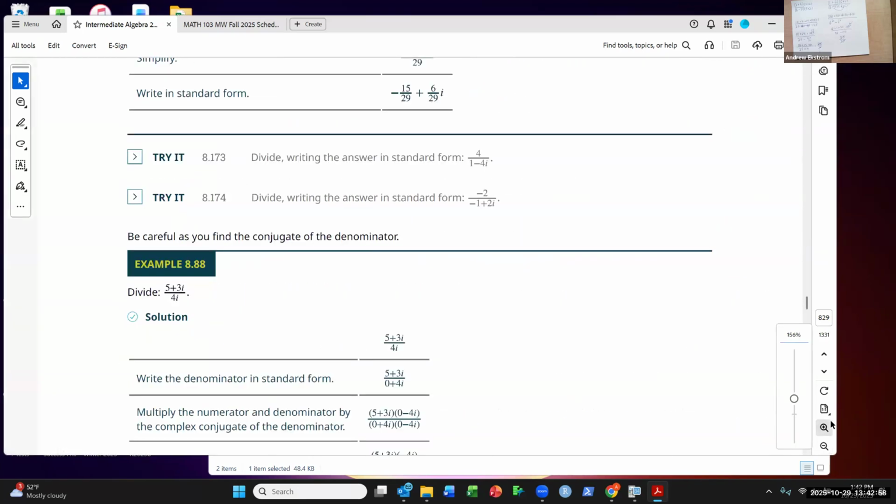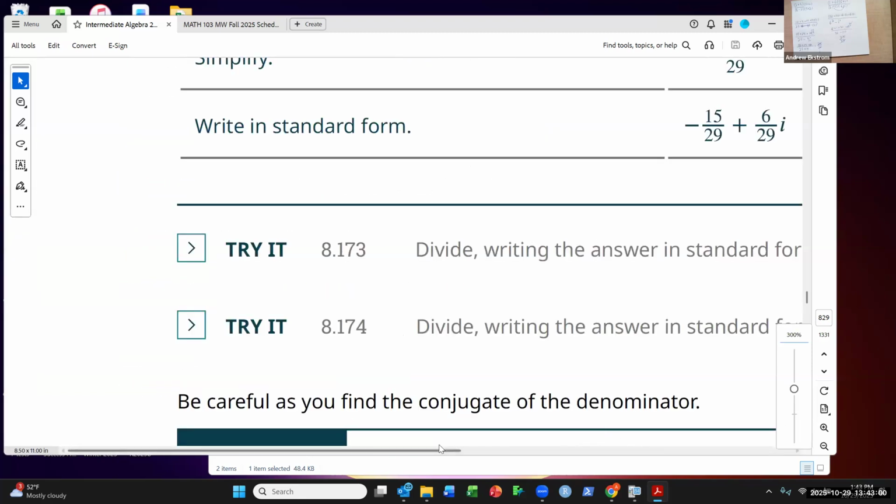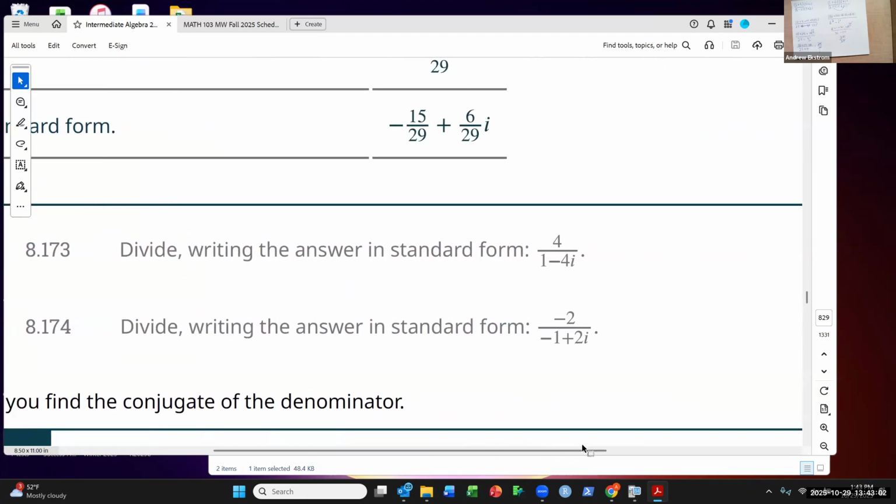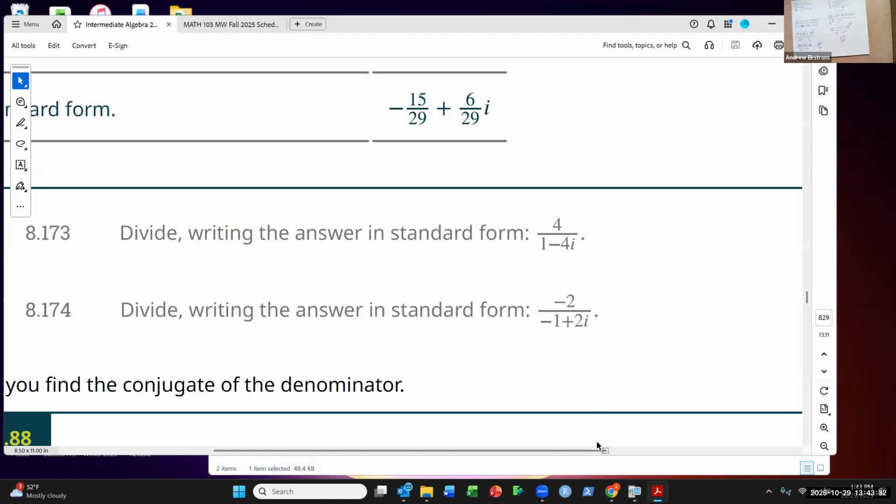So with both of these, what is the complex conjugate? You multiply numerator and denominator by 1 plus 4i. Down here, multiply numerator and denominator by -1 minus 2i. Same thing that we just did. Not going to bother doing another example problem like that.